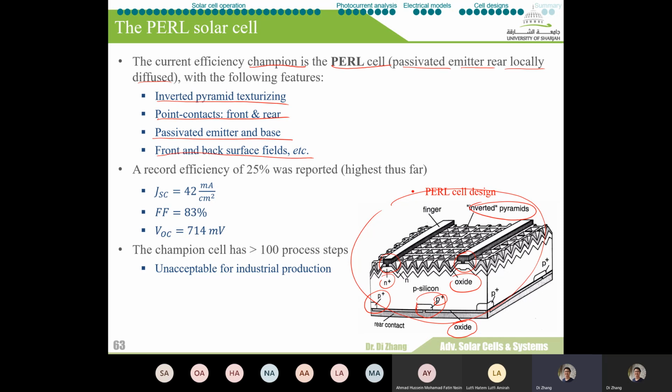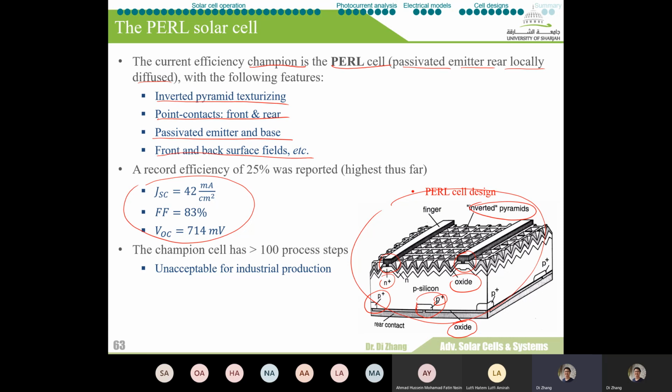So the PERL cell, or the prototype at the time of its invention, actually was able to achieve the best efficiency in silicon solar cell development. Of course, nowadays we have better designs that improve on top of the PERL design. But this was sort of a milestone in silicon solar cell development. So these are the parameters of the PERL cell at the time of its invention.